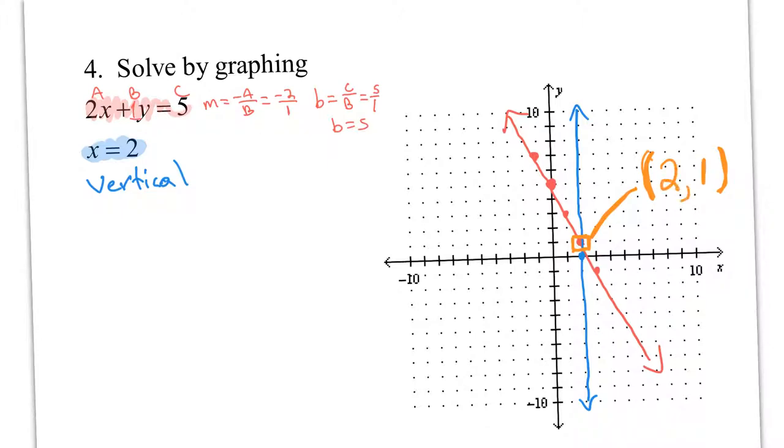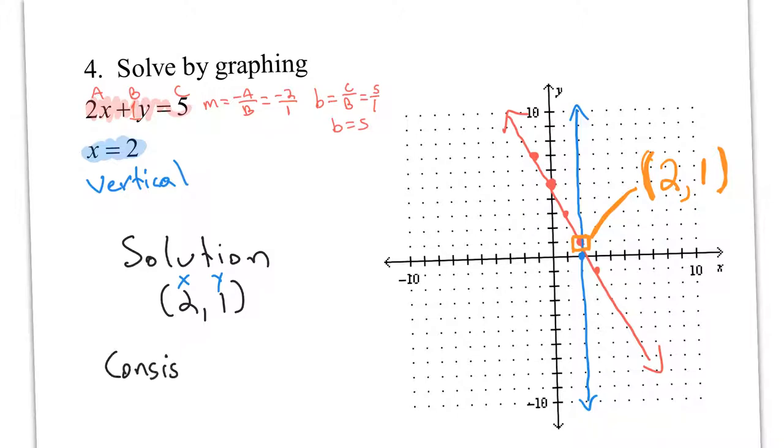We have a solution, and this is only one solution because we have 1 point. 2 and 1. We have the x here and we have the y. So you guys need to have that order. You must have the x first and then the y. Now, what type of system do we have? You want to classify the system. Well, since it is 1 point, one solution, this is called a consistent independent. Independent means we have 1 point.